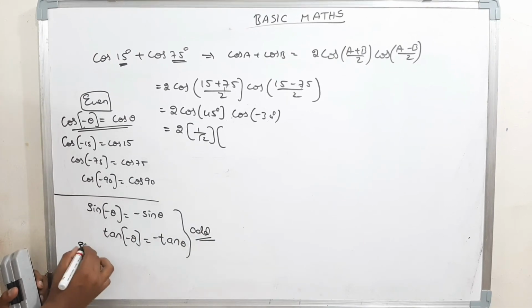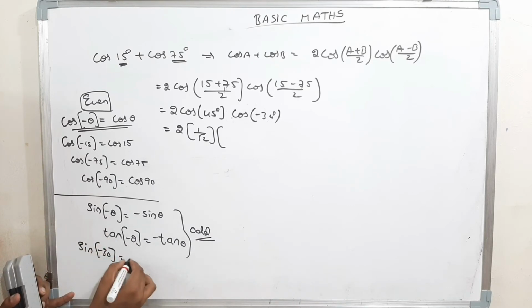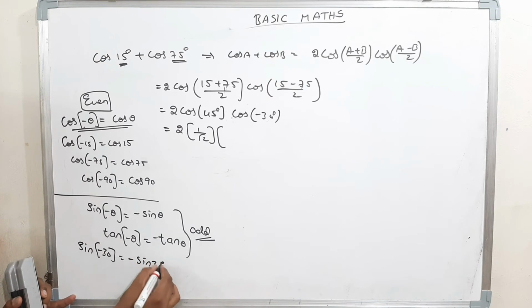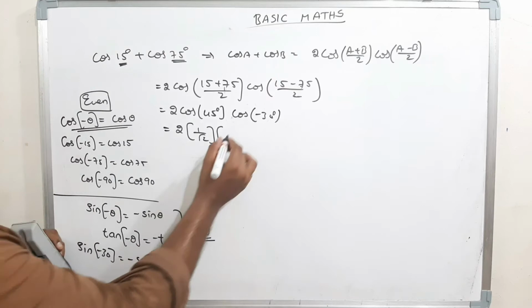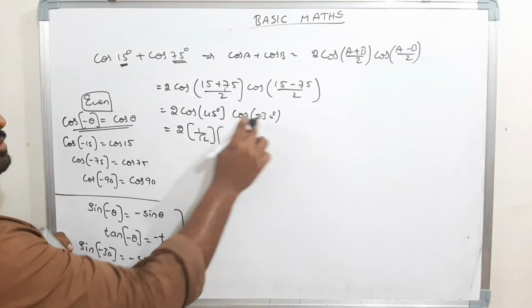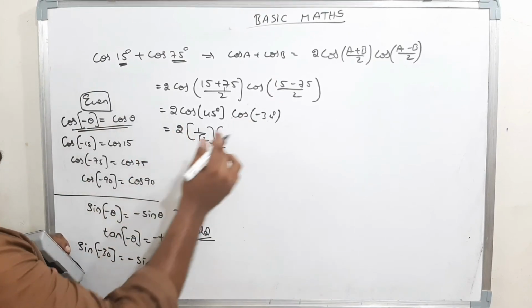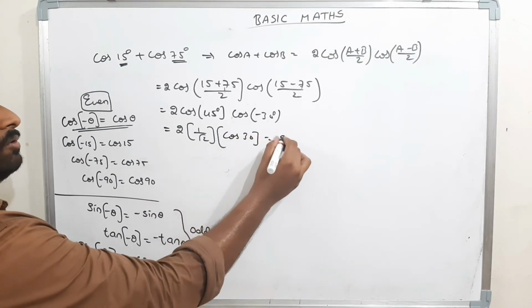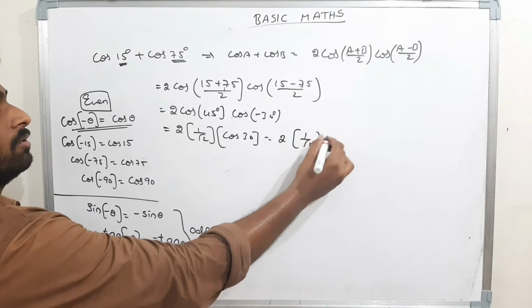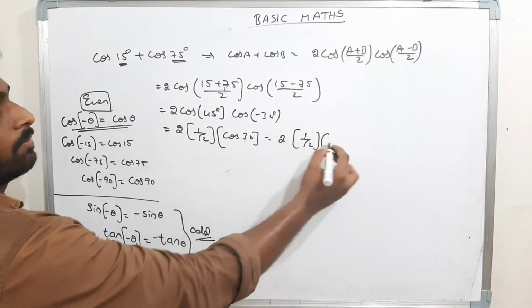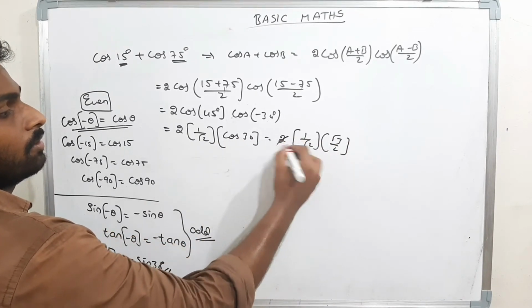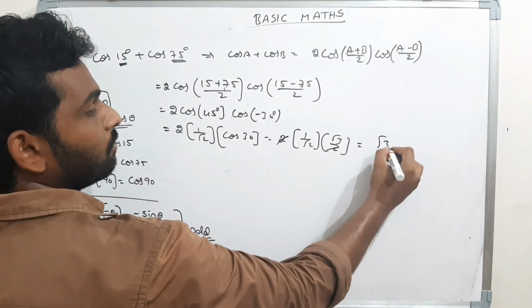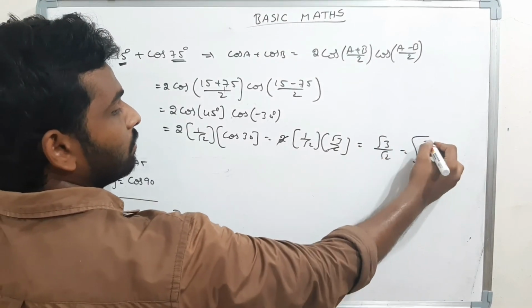Therefore, sine minus 30 means not sine 30, it is minus sine 30. What is the value of cos minus 30? Cos minus theta means cos theta only. Therefore, cos minus 30 means cos 30. What is the value? 2 into 1 by root 2 into cos 30 means root 3 by 2. So what is the answer? Root 3 by root 2, that is root 3 by 2.